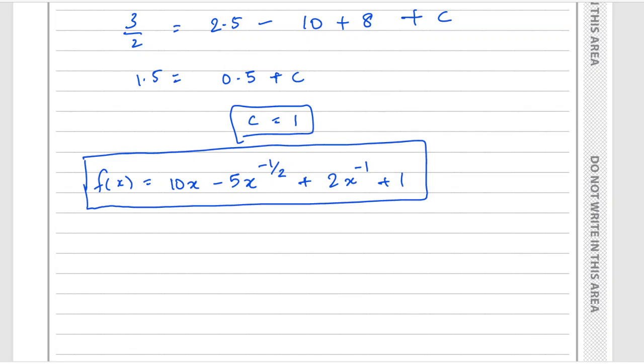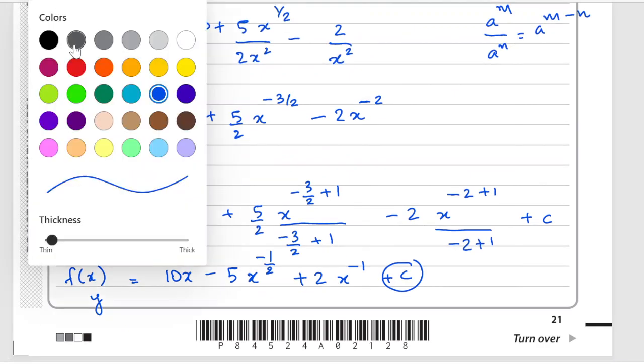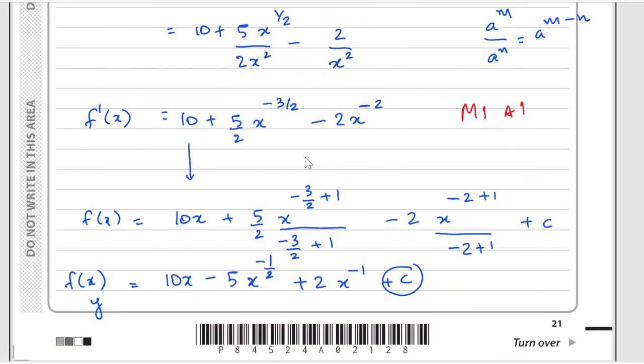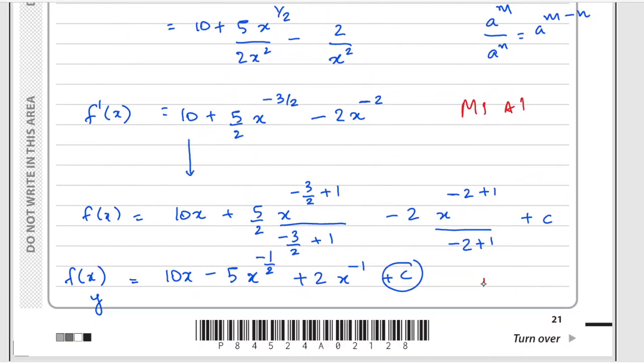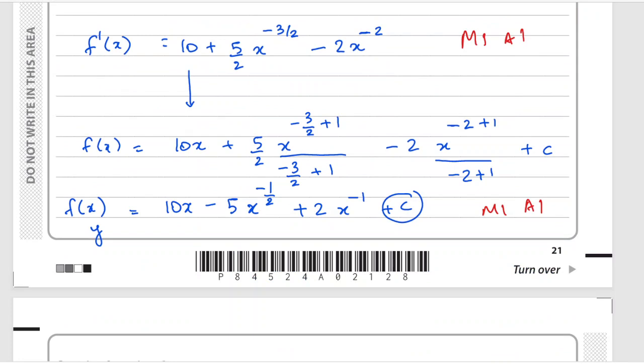So the first one is the integration. If you integrate it correctly with the fraction and any two correct terms, you will be getting the method mark and one accuracy mark. So the integration correctly and any two correct terms of the integration, that will give you the method mark and the one accuracy mark.